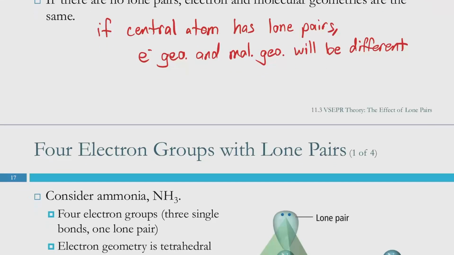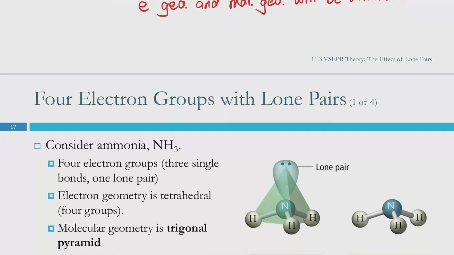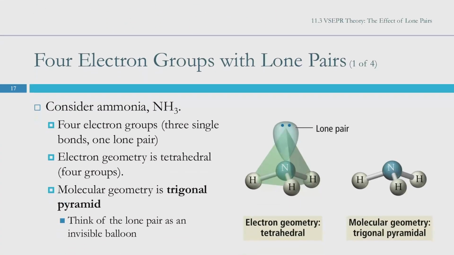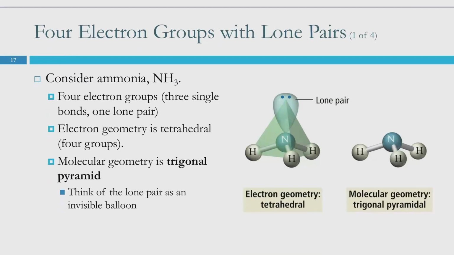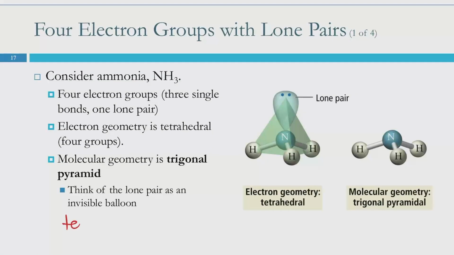Starting off with 4 electron groups with lone pairs, we've got things like ammonia. Ammonia has the chemical formula NH3. It also has a lone pair on the nitrogen. Since it has 4 electron groups, 3 bonds, 1 lone pair, 4 groups gives us the tetrahedral electron geometry. So we've got tetrahedral electron geometry.